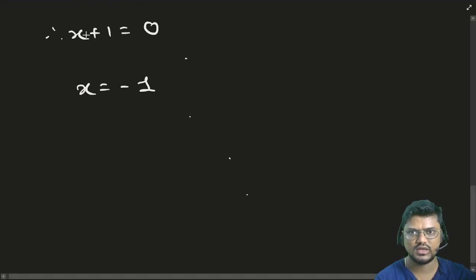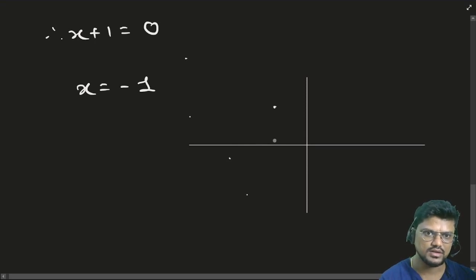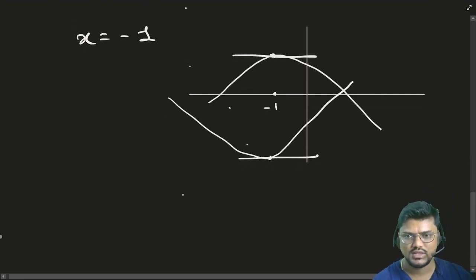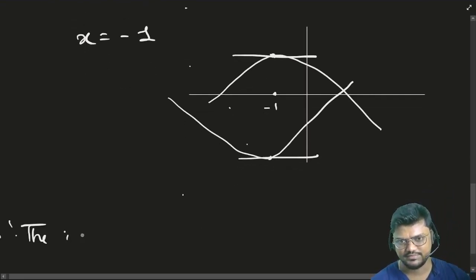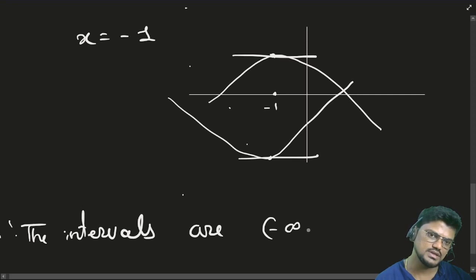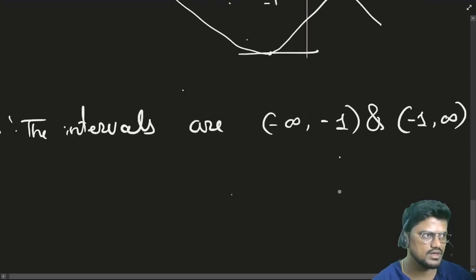If this is your x and y axis, and this is minus 1, the curve is either like this or like this. At minus 1, the tangent is horizontal. That's what we know. Now, how it is exactly, we don't know that. So to find that, the intervals are from minus infinity to minus 1 and from minus 1 to infinity. These are the two intervals. Now let us check for which interval it is increasing or decreasing.